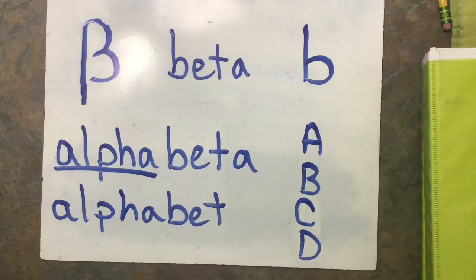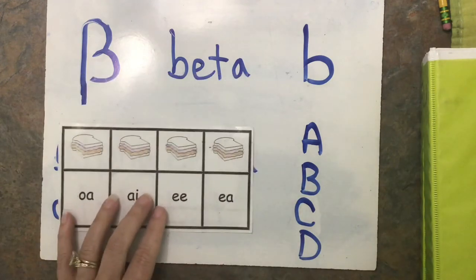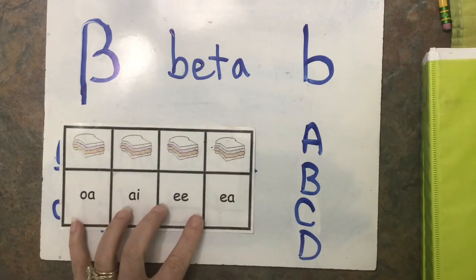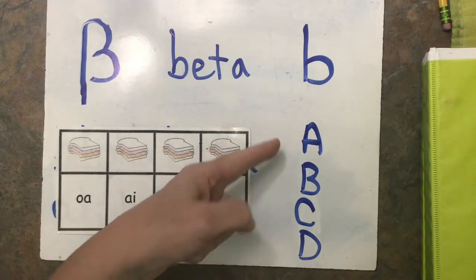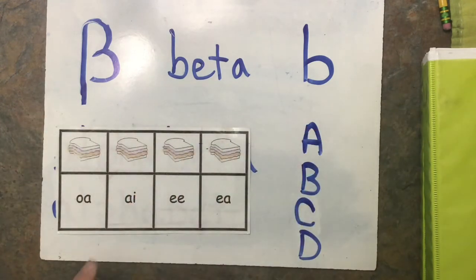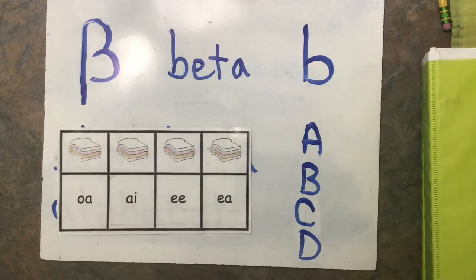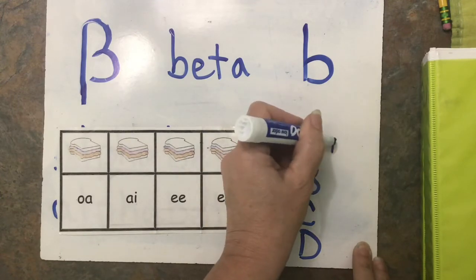Well, this is where our vowel patterns are going to come in. Which vowel pattern do we hear? If I had to spell A's name, which vowel pattern would I use? This one says O. I can't use O to spell A. That's not going to work. This one says A. I can use this one. There's already an A here, so I'm just going to add the I.